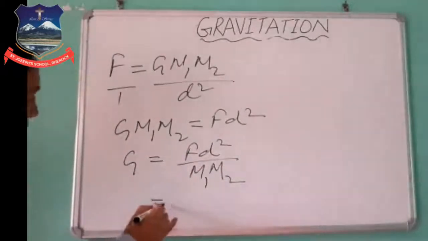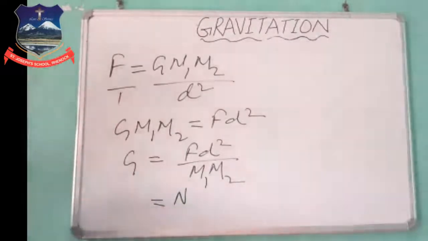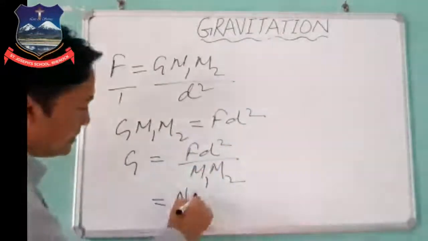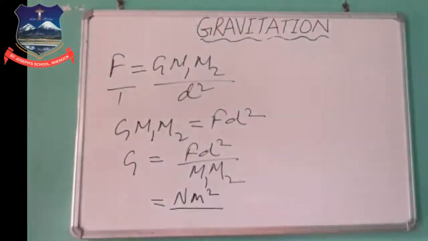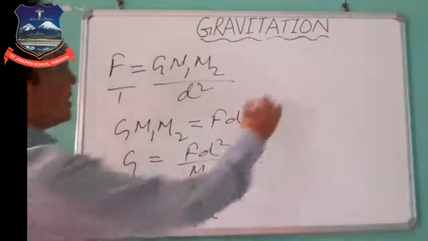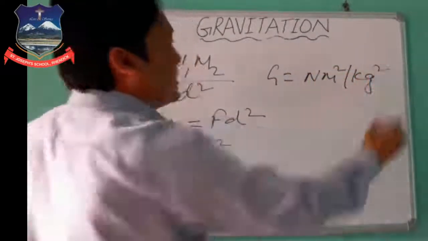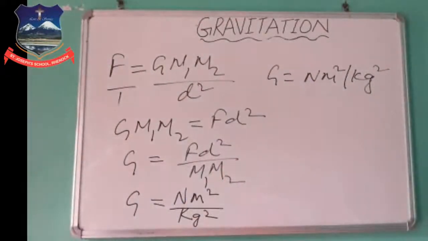Now, what is the SI unit? The SI unit of force is Newton. The SI unit of distance is meter, and since there are two distances, meter square, divided by the SI unit of mass, kilogram. There are two masses, so kilogram square. So G equals Newton meter square per kilogram square. This is the SI unit of gravitational constant.